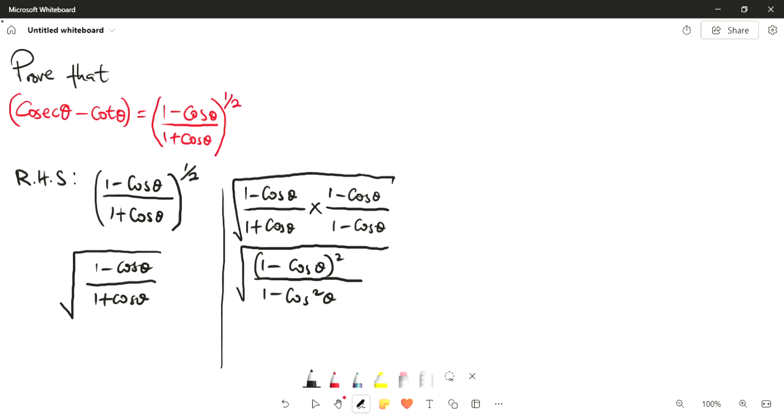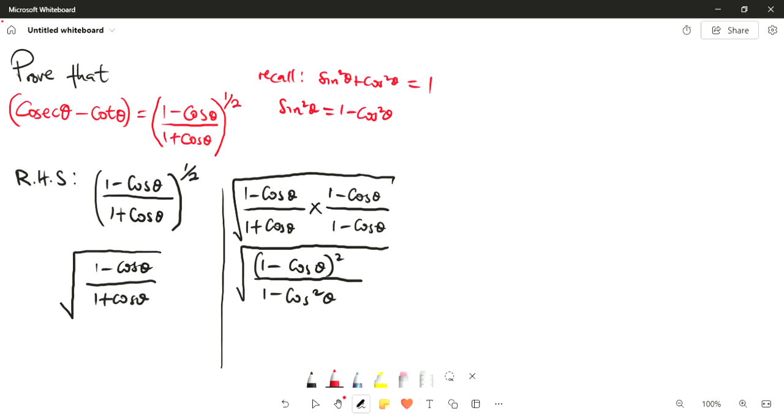Now if you recall from identities, if you have the sum of sine squared and cosine squared, you get 1. And if you make sine squared the subject, you subtract cos squared from both sides, so you have 1 minus cos squared theta. So this will therefore give us our denominator of sine squared theta. But now let's work out the numerator.